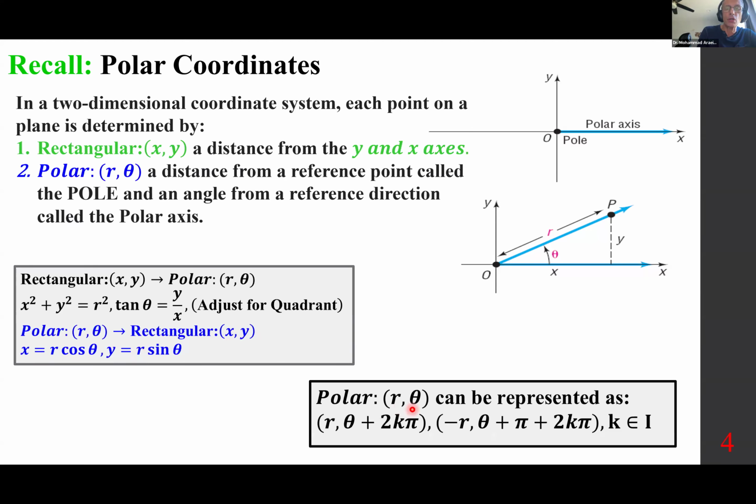Polar coordinates r comma theta can be represented infinitely many times in the following manner. For the same r, theta repeats when you add 2k pi, where k is an integer. If you want r to be negative, then you add odd multiples of pi, which means add pi plus 2k pi. Again, k is an integer.